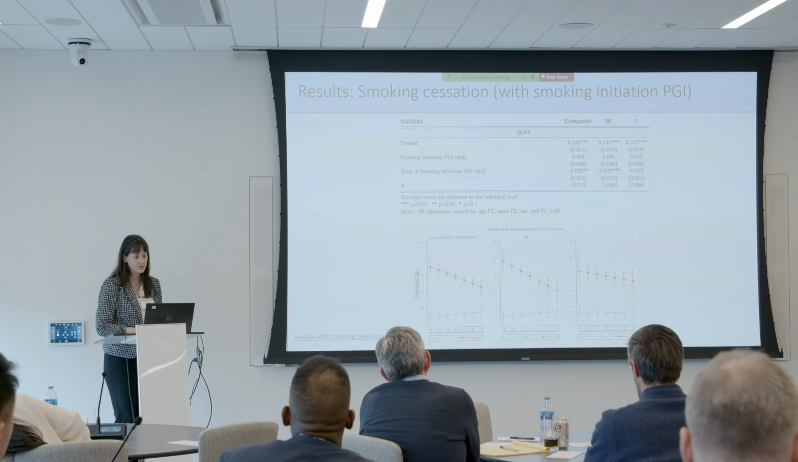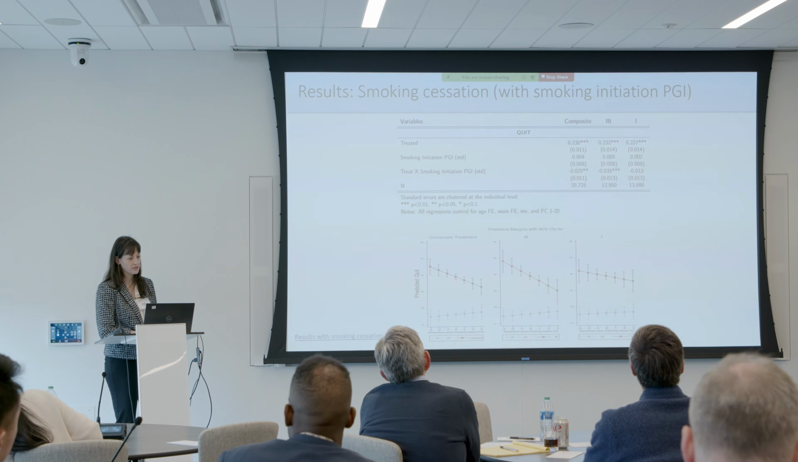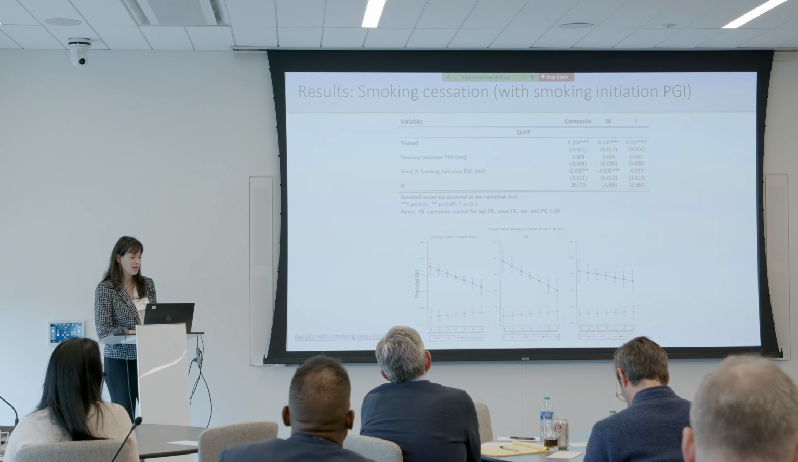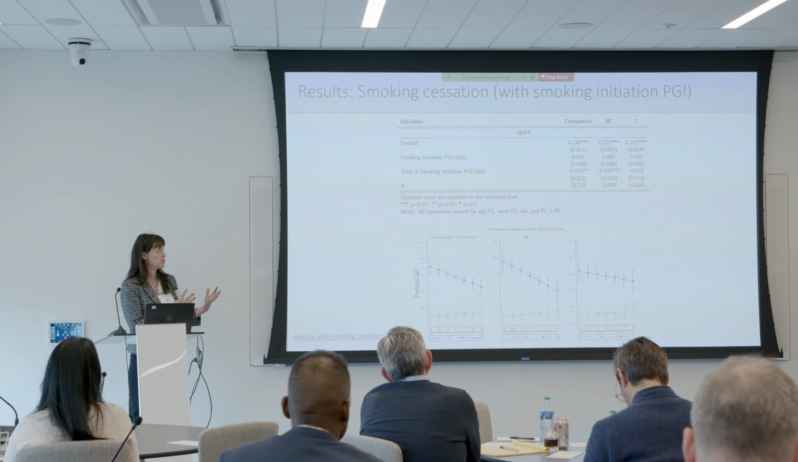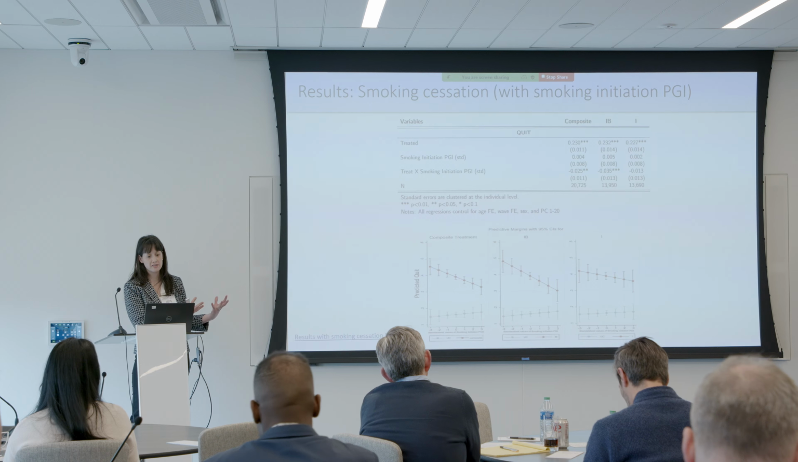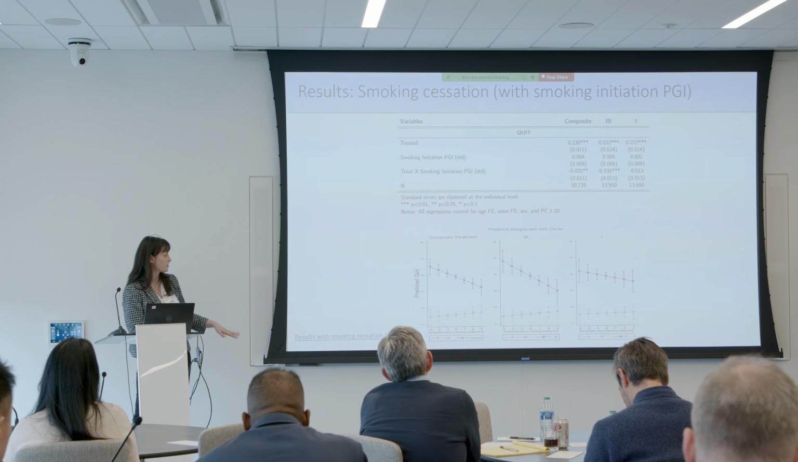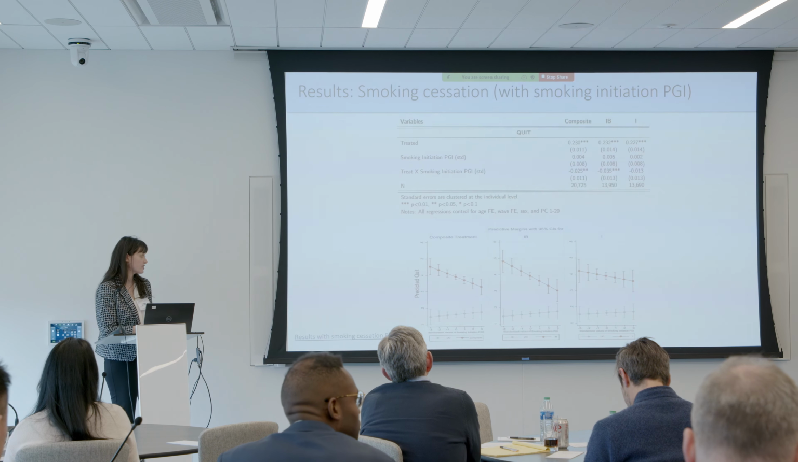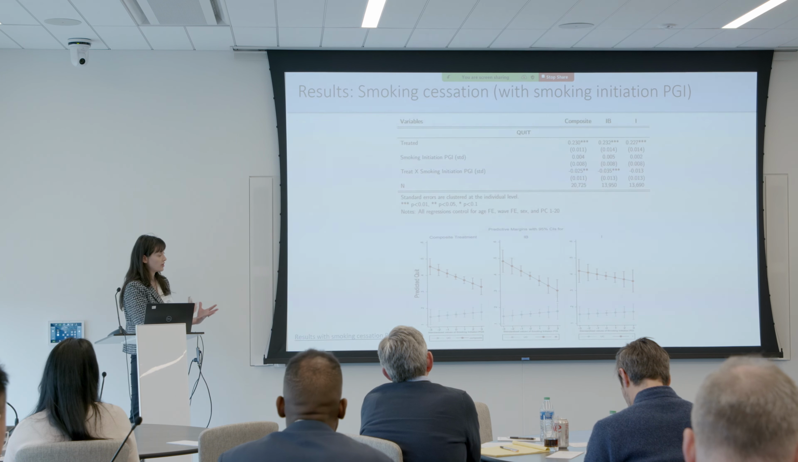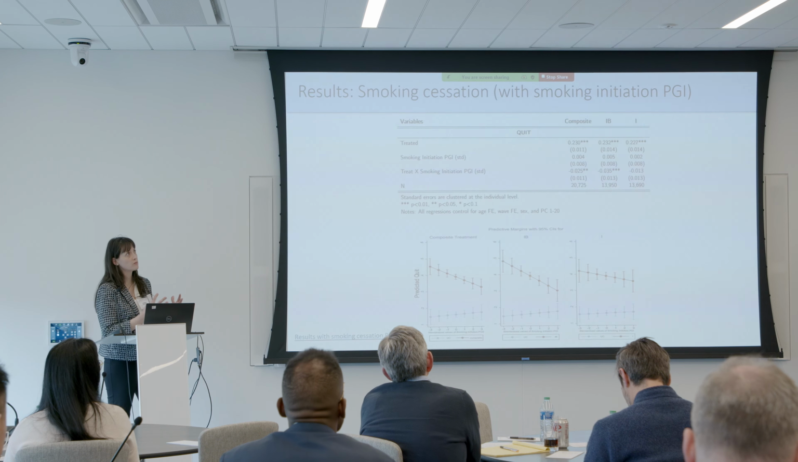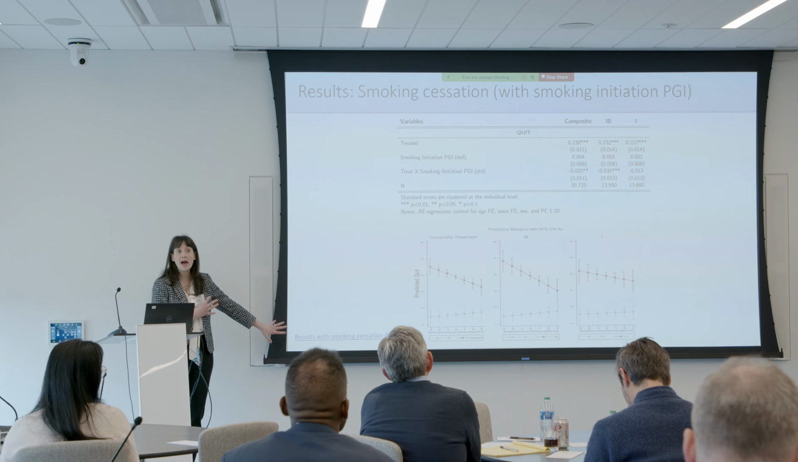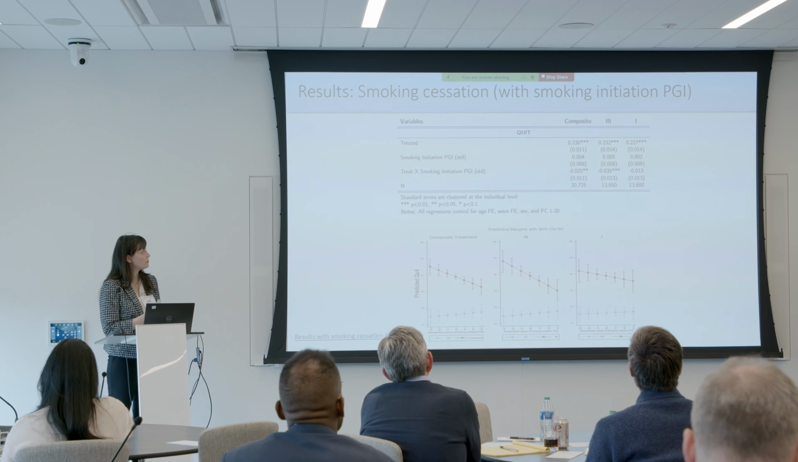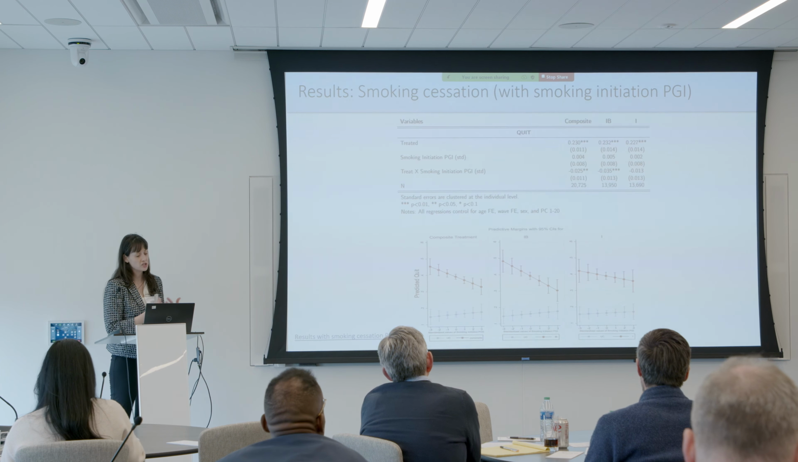All right, so results. First I'll show you the results for smoking cessation. Here we're using the smoking initiation PGI, where higher values mean we're more likely to become addicted to smoking. We also do have results with the smoking cessation PGI, which I won't show, but I can if you're interested. Those were null in terms of the interaction effect. We think this is in part because it's a pretty underpowered PGI, constructed in a much smaller sample of smokers. But we did find some interesting results with the smoking initiation PGI.